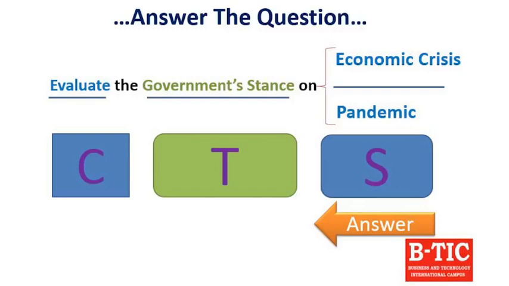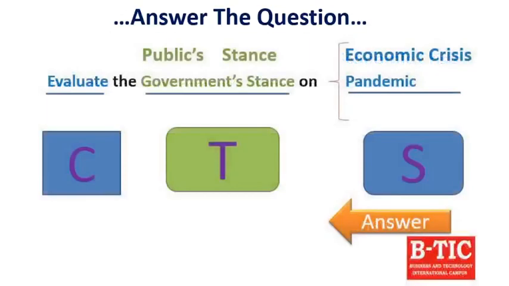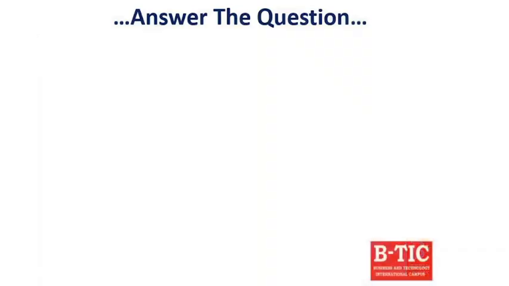Let me ask another question. Evaluate the public's stance on pandemic. The difference is the public stance, so your topic is the public. What does the public think about this pandemic this time? So when the scope word changes, the whole question changes. When the topic word changes, the whole question changes as well. So we have to be very careful when we break the question into pieces.